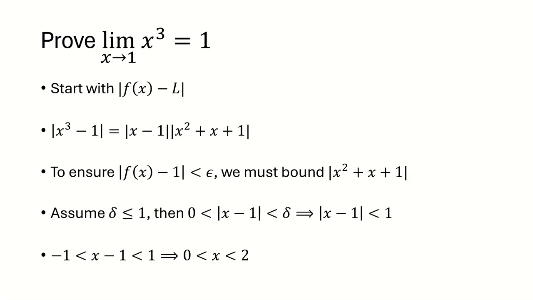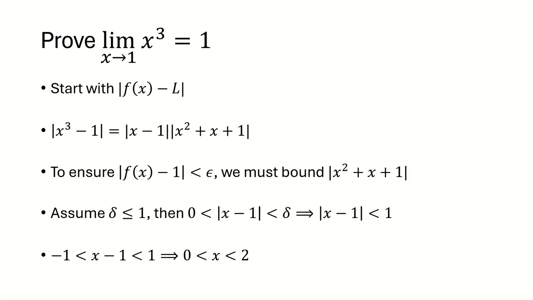To ensure that the absolute value of x minus 1 is less than epsilon, we must bound the absolute value of x squared plus x plus 1. So to do that, we're going to assume that delta is less than or equal to 1. So then if the absolute value of x minus 1 is between 0 and delta, that means that the absolute value of x minus 1 has to be less than 1, since delta is less than or equal to 1.